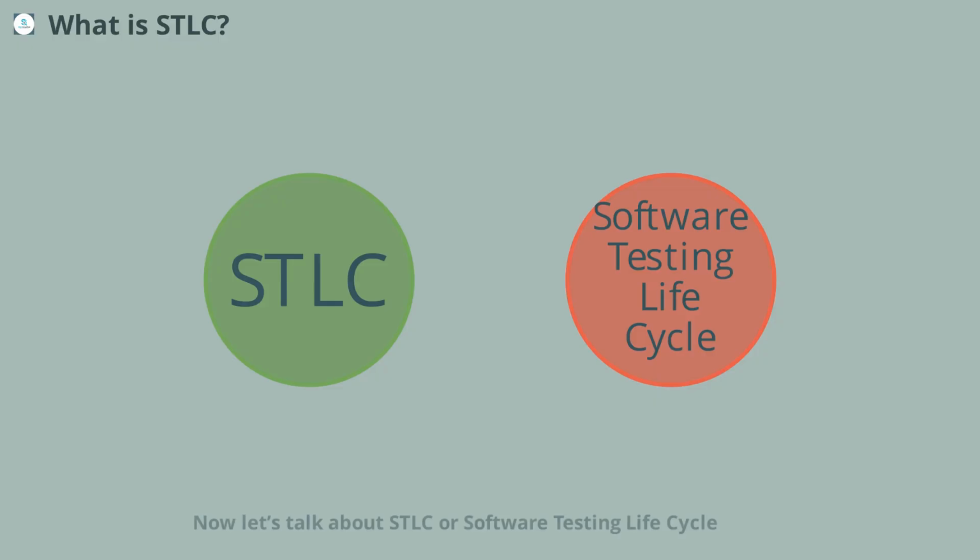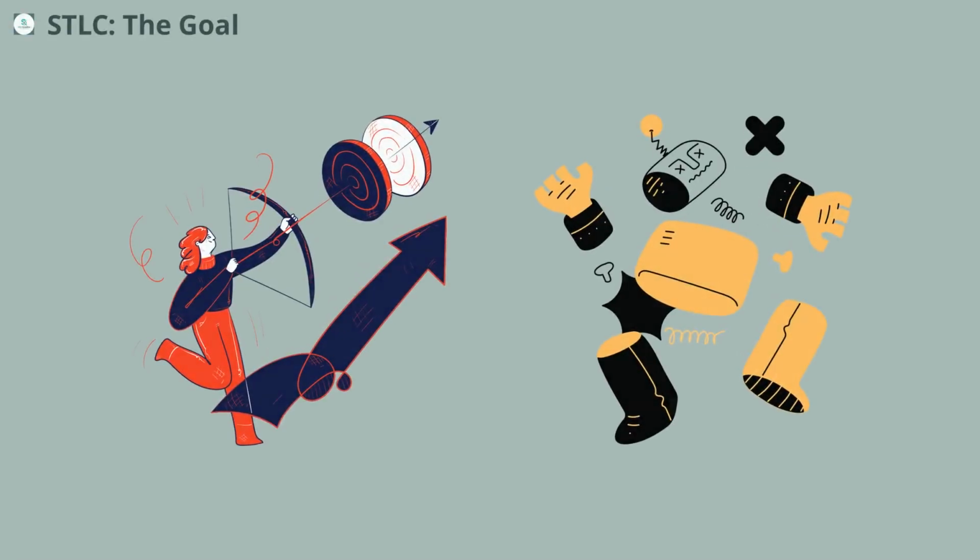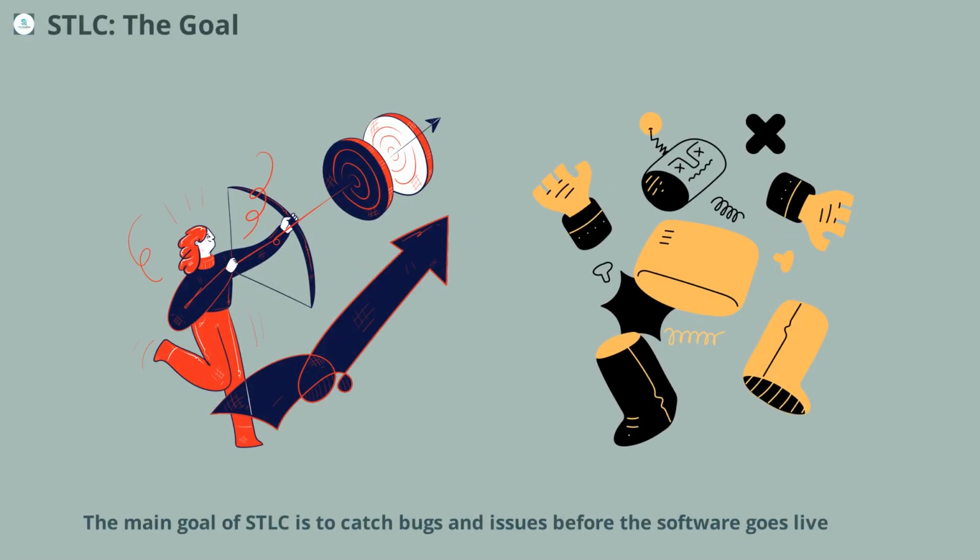Now let's talk about STLC, or Software Testing Lifecycle. STLC focuses only on the testing part within SDLC. It defines how testing is planned, designed, executed, and wrapped up to make sure the product meets quality standards. The goal is to ensure the final software is bug-free, stable, and works as expected before it reaches customers. The main goal of STLC is to catch bugs and issues before the software goes live. By following a clear testing process, teams can make sure the product is stable, reliable, and ready for users. This helps avoid surprises after launch and builds trust with customers.